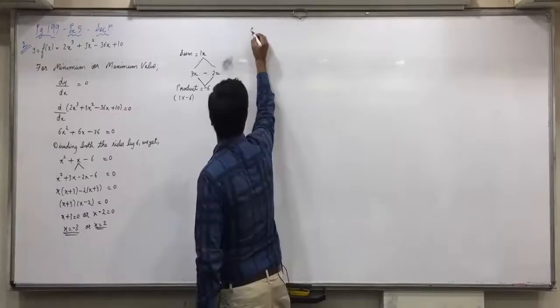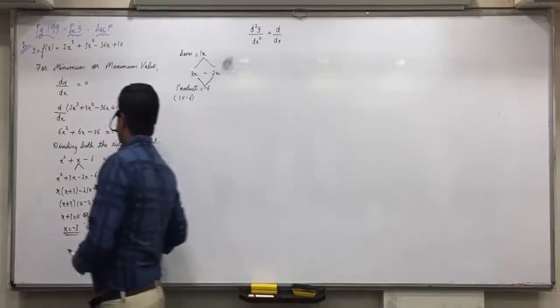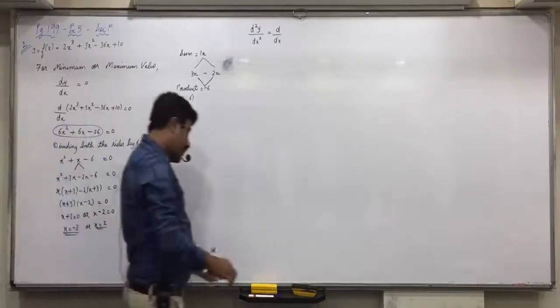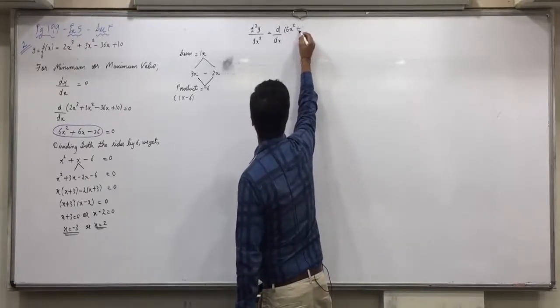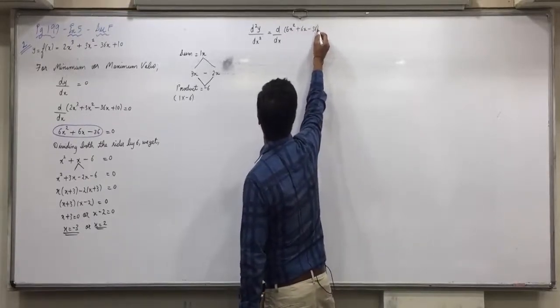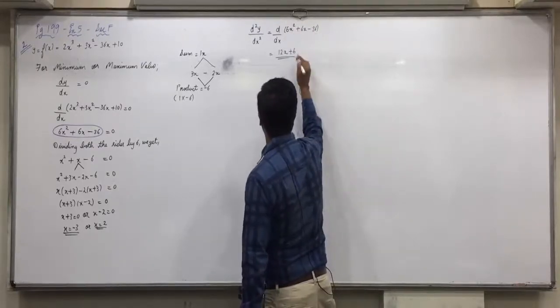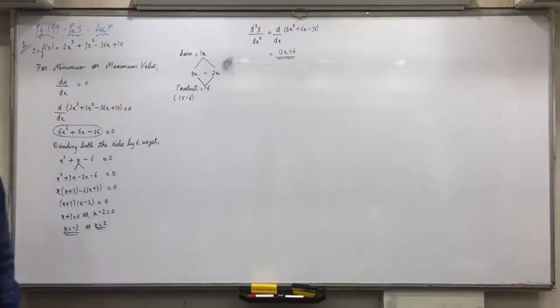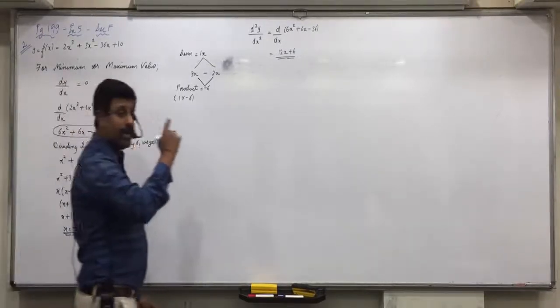Then Janvi, next. Now we have to find d square y upon dx square. Yes, this is dy by dx, so you have to differentiate that again. 6x square plus 6x minus 36. Yes. 6 into 2 is 12x, and 6x becomes 6, 36 becomes 0. Any doubt up till here? Then Rushil, after that. Now these two values we have to put in d square y upon dx square.